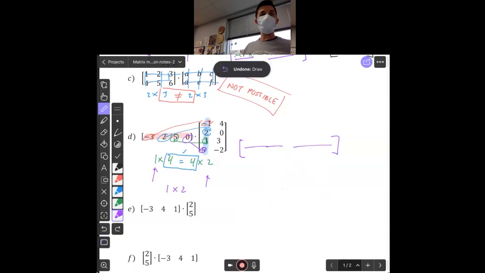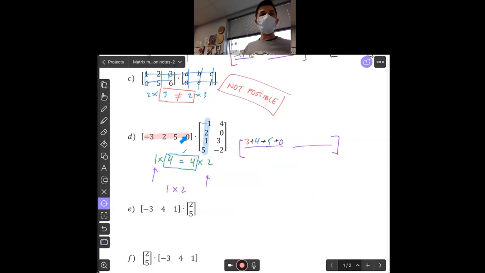So 3 times -1. -3 times -1 is 3. Then I'm going to add that to 2 times 2, which is 4. I'm going to add that to 5 times 1, which is 5. I'm going to add that to 0 times 5, which is 0. We'll do that addition in a second. I'm not going to do it right now. But there's the last thing in the row times the last thing in the column, which means this spot is done. Now I move to the next column.